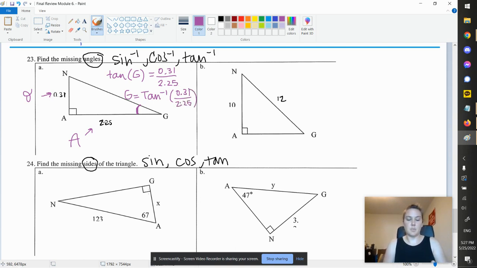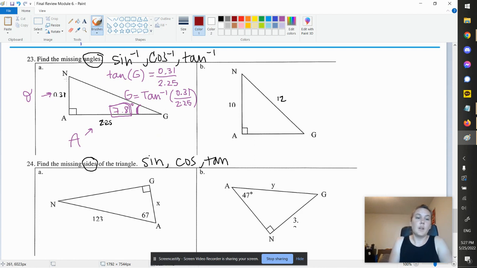So I'm going to go ahead and plug this in my calculator. Tangent inverse of 2.25 divided by 0.31 divided by 2.25, and we get that G must have been 7.844 degrees.